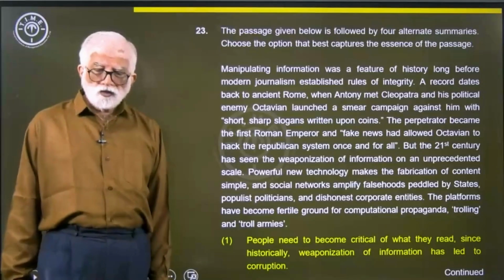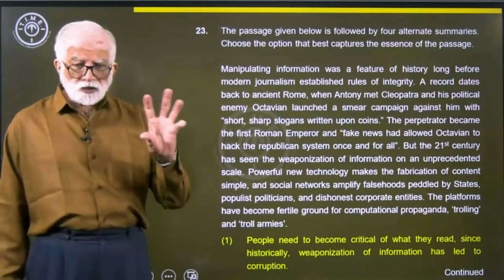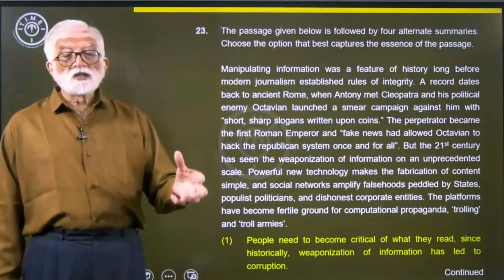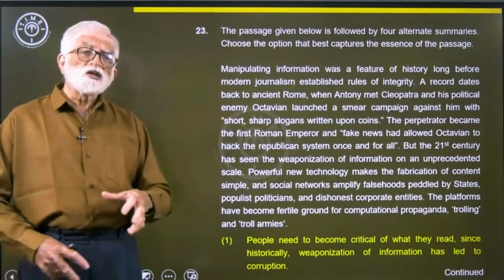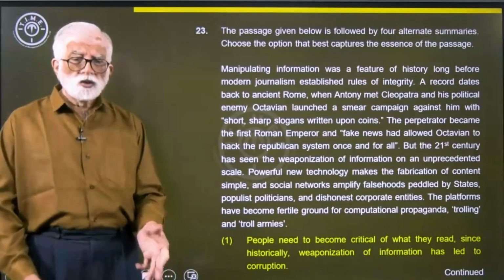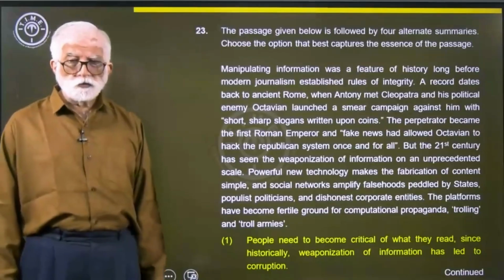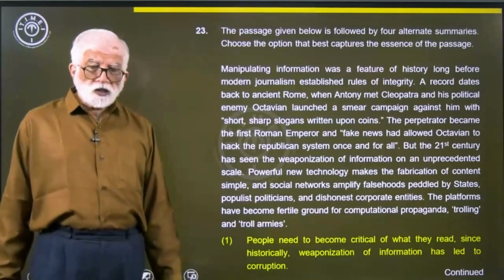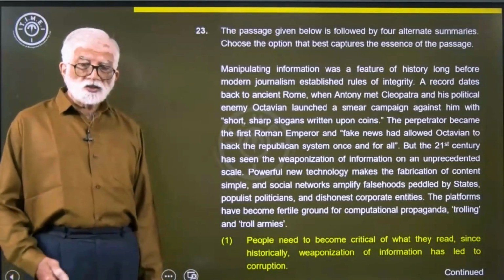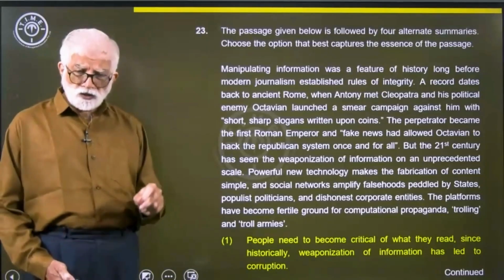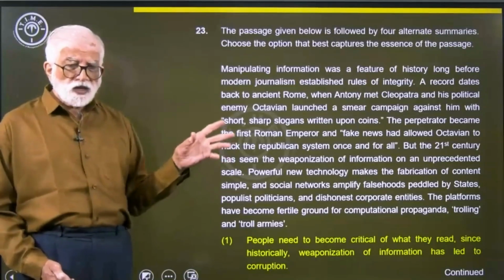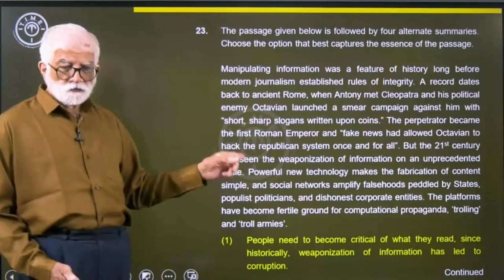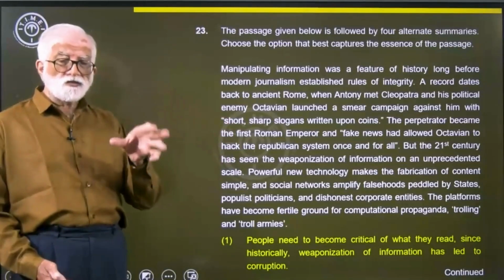Okay. So, we know what this whole thing is saying. That means while this is actually a very old kind of human behavior, it is being engaged in a much larger framework now, when there is so much new technology available to people in terms of interconnection. Okay. So, people need to become critical of what they read. Since historically weaponization of information has led to corruption, is he telling us that we need to be careful about this? The idea of we need to be careful is not actually here. It could be an inference, but it's not the essence of the passage. He's telling us it's reached terrific levels.